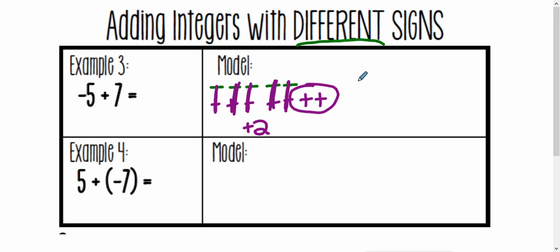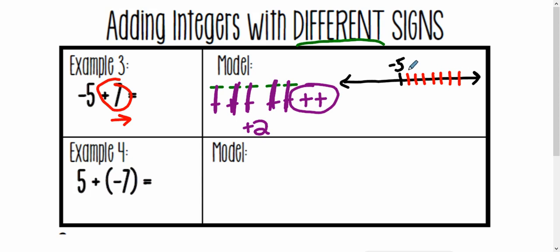Now remember, you don't have to use both types of models, but I want to show you both so you know you could use it. So I'm going to put in the middle here my negative 5. Then I have to think about which direction I want to go. If this is a positive 7, which direction do I want to go? We want to go right. So I'm going to go to the right and make 7 tick marks. 1, 2, 3, 4, 5, 6, 7.